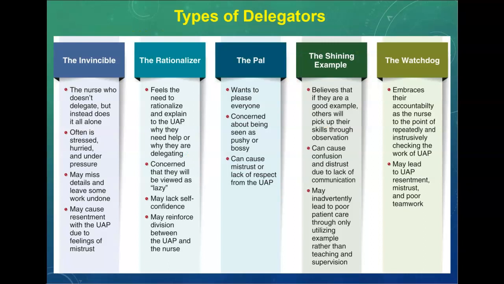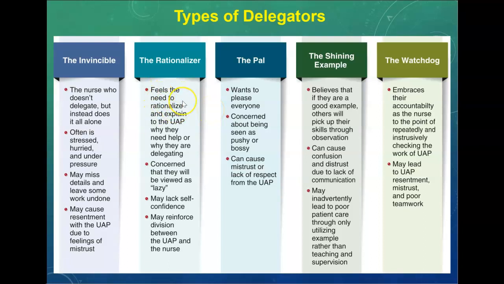These are types of delegators. There is the nurse who doesn't delegate. Instead, she does it all alone, or he does it all alone. This person is often stressed, hurried, under pressure, and likely to miss details and have some things undone because they just can't get to everything. And sometimes it causes resentment with the personnel because they feel like you don't trust them enough to do something. That's never a good work situation.